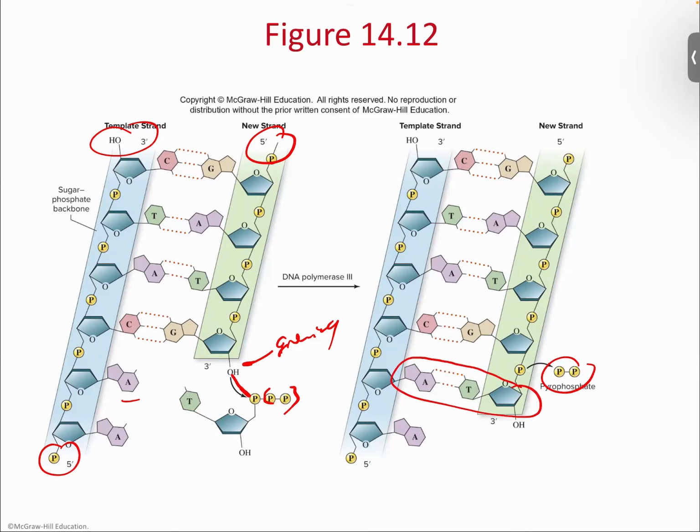So then the next step is you read this next base and you say, oh, hey, guess what? Adenine, that goes along with a thymine. So you recruit another thymine in here and you basically add it to this growing end. So essentially what's going to happen is you're growing in this direction.